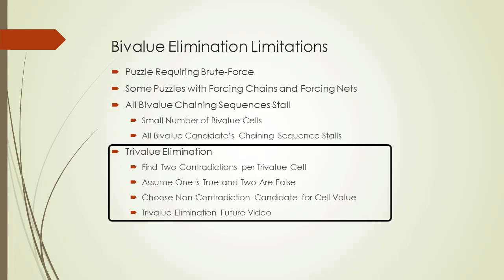However, one of the puzzles I was able to solve using tri-value elimination. With tri-value elimination, cells having 3 possible candidates instead of 2 are used. You assume 2 of the candidates are false and 1 is true. If you get a contradiction, you keep going with the other 2. If 2 out of the 3 results in a contradiction, you choose the non-contradiction candidate as the value of the cell. I need to spend more time working with tri-value elimination.